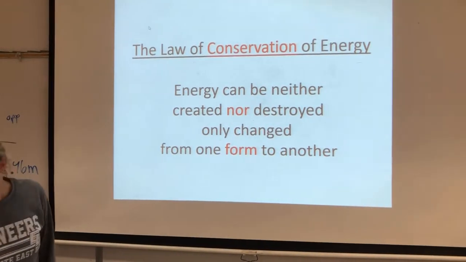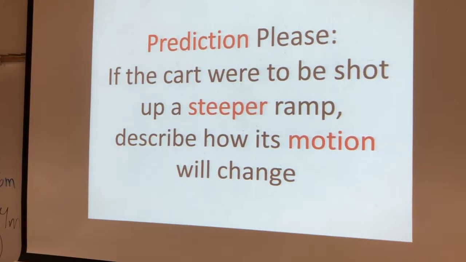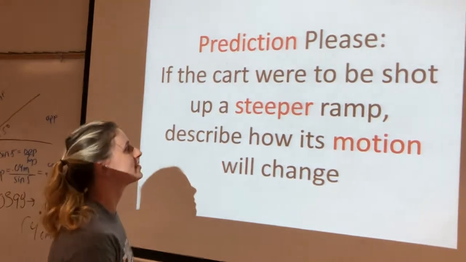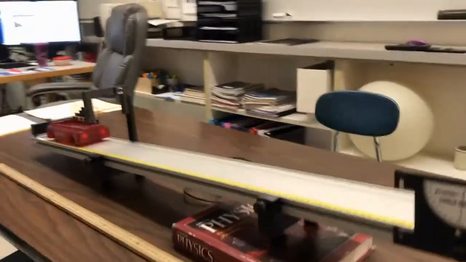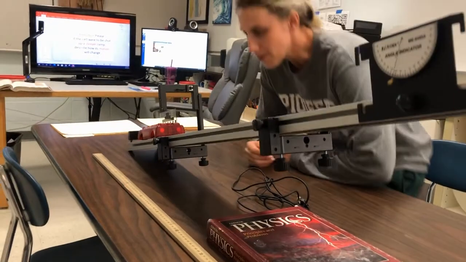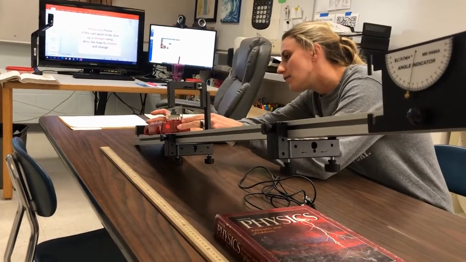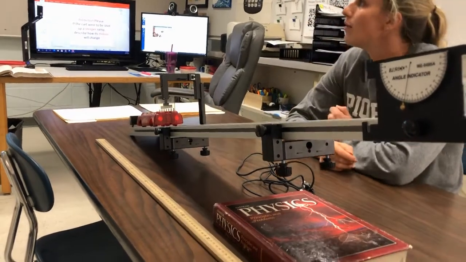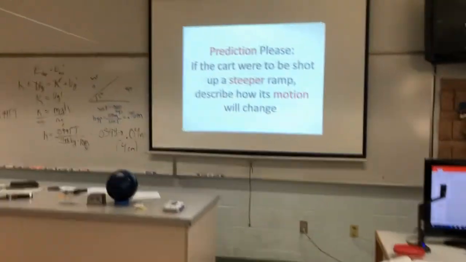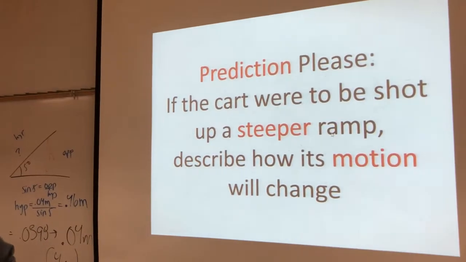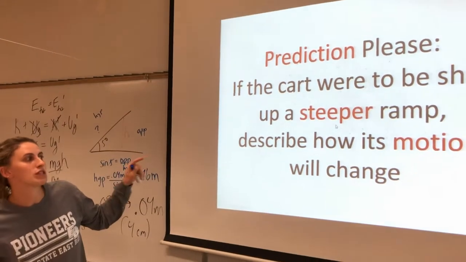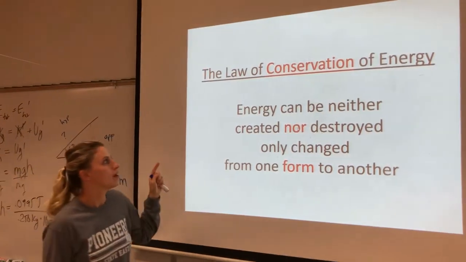Let's go back to that last one. Predict, please: if the cart were shot up a steeper ramp, describe how its motion will change. If you take the track and do it like this, what would happen? Don't show him yet. Let me go to my next slide, because then we have something about the law. Reminder: what will happen when the ramp is steeper? Describe how its motion will change.